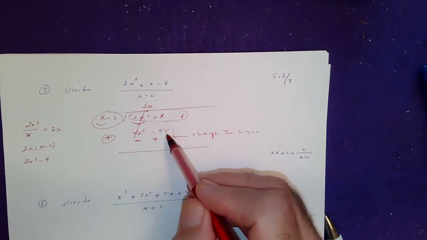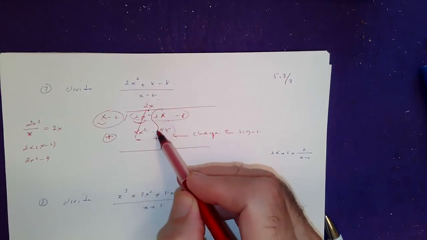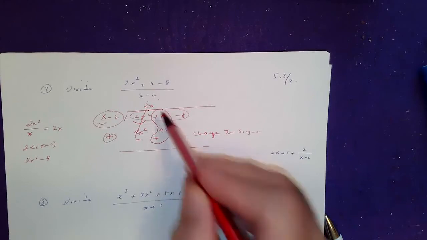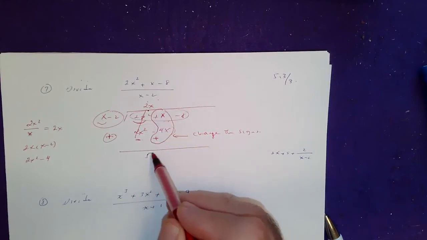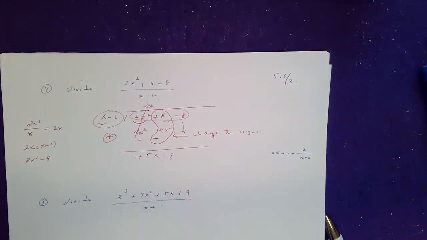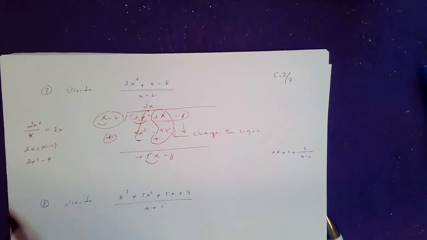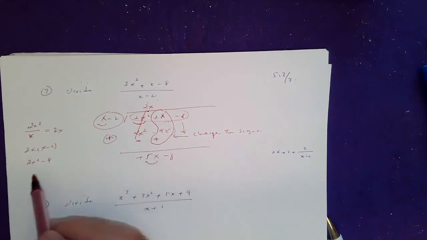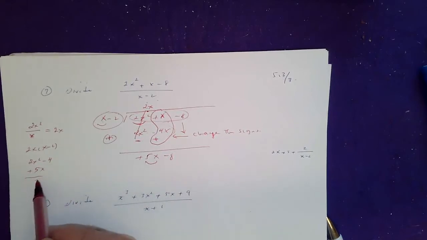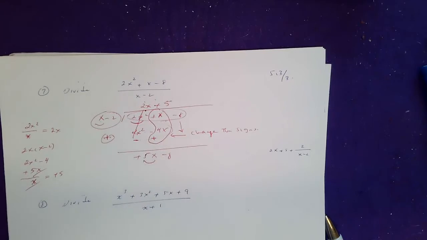But this guy is no longer negative 4x, it's positive 4x. That adds up to positive 5x. Then bring down the negative 8. And now continue. x goes into 5x positive 5 times because the x's cancel. So 5 goes and sits right there.